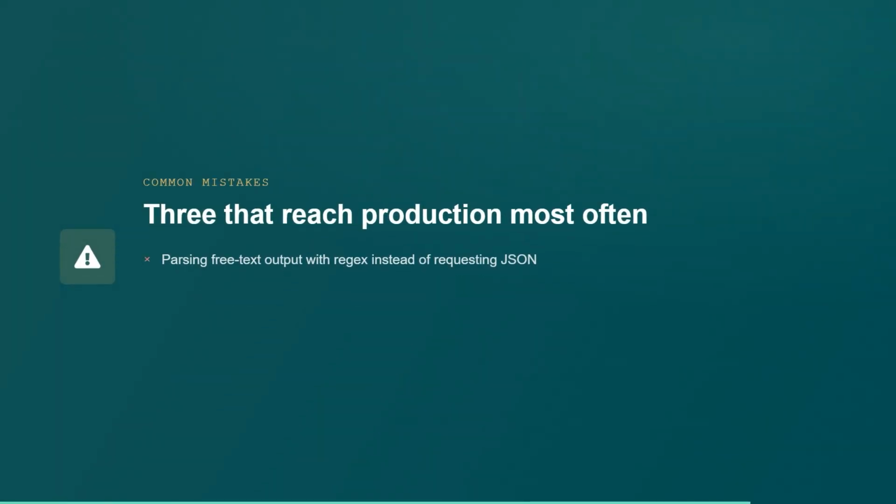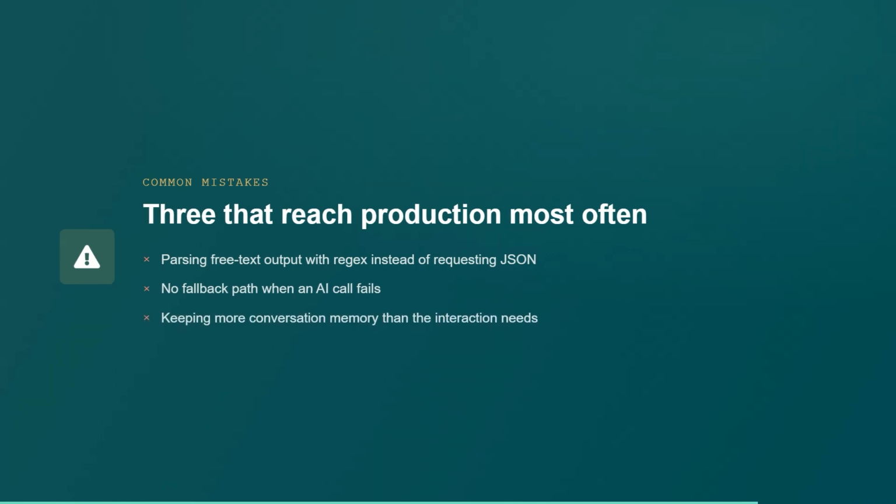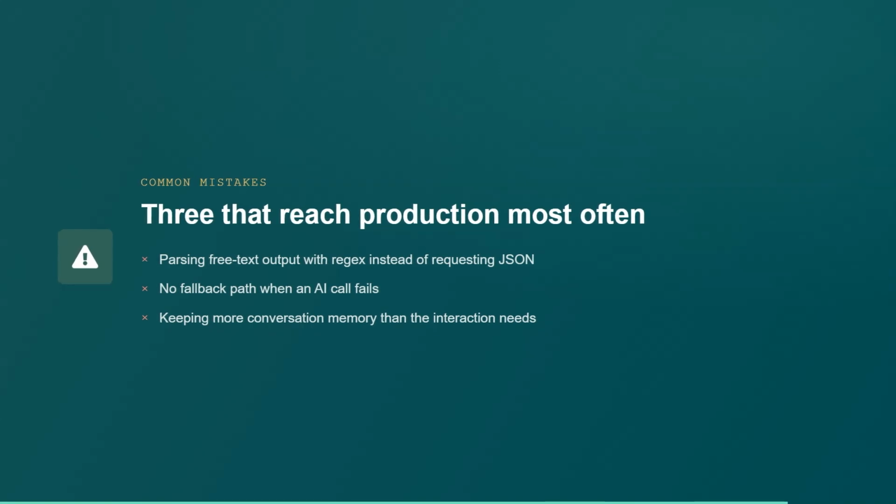The mistakes that reach production most often: parsing free text AI output with regular expressions instead of requesting structured output directly, shipping with no fallback experience when an AI call fails, and holding more conversation memory than the interaction actually needs.